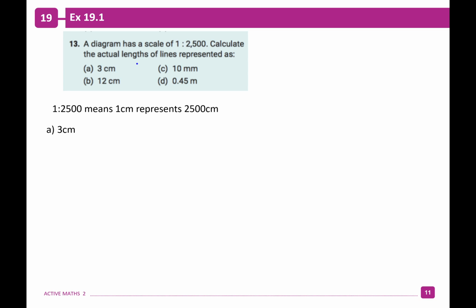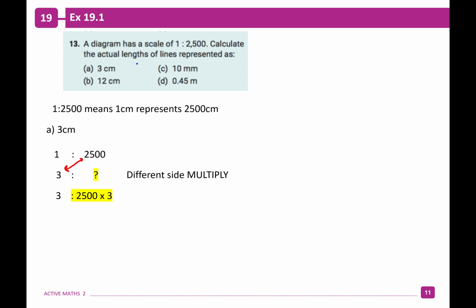We need to find the actual length when our scaled length is 3 centimetres. We follow the same steps as we have in the previous question. Write down your ratio. Write down your unknown and your known. 3 centimetres is to question mark. To find our unknown in this case, our values are on different sides. Okay, so you ignore the 1. Your values are on different sides, so we multiply to find the unknown. Different side, multiply.